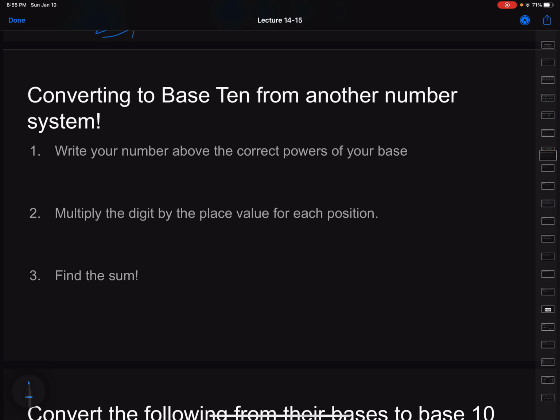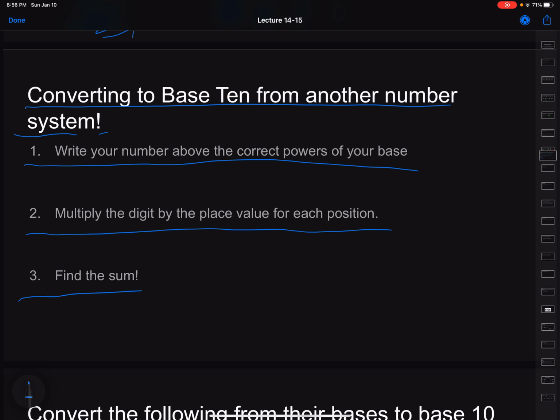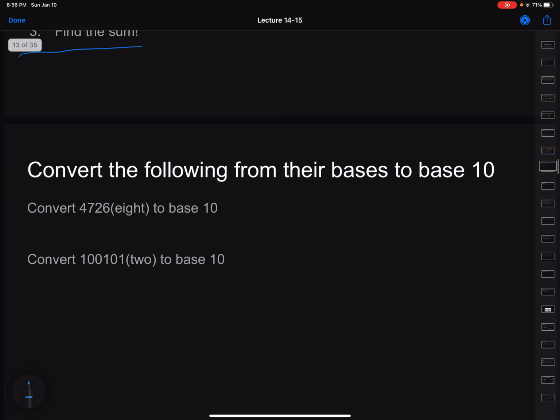In the last video, we converted from base 10 to another number system, and in this video, we are going to convert to base 10 from another number system. And the steps go like this. Step 1, write your number above the correct powers of your base. Step 2, multiply the digits by the place value for each position. Step 3, add them up. And once again, you'll see these steps in action and it'll make a lot more sense.